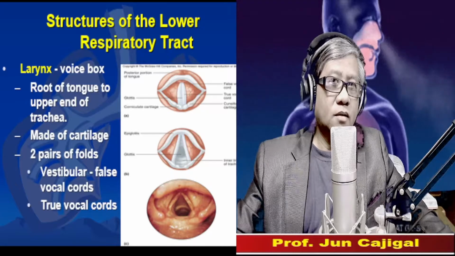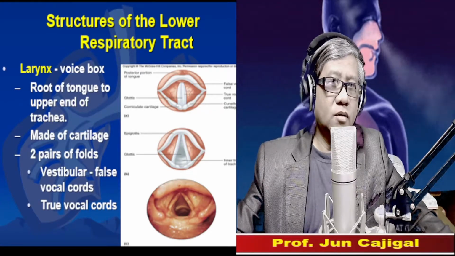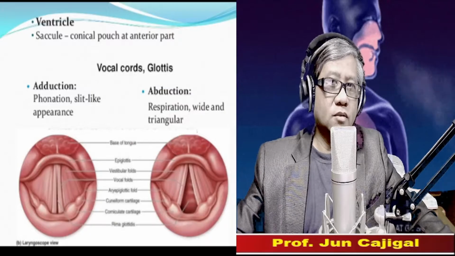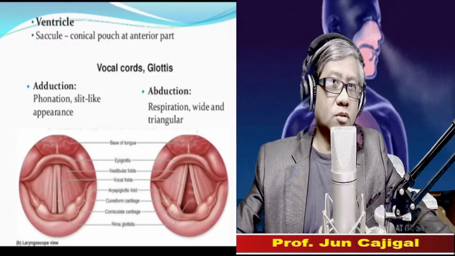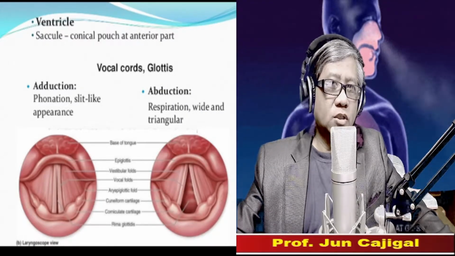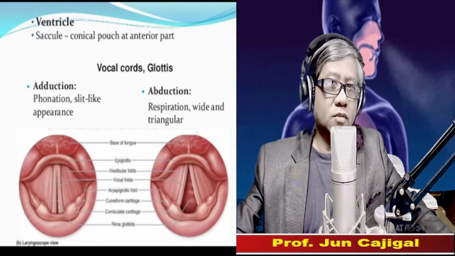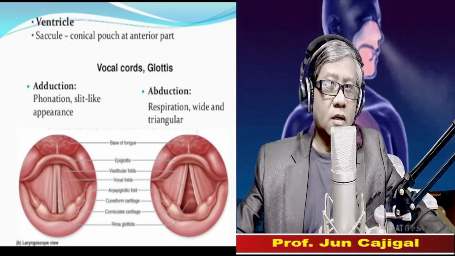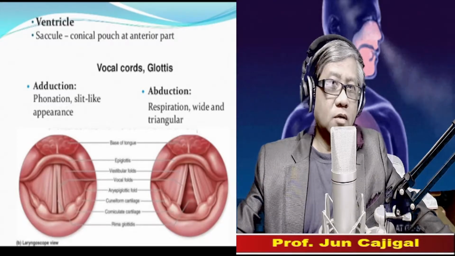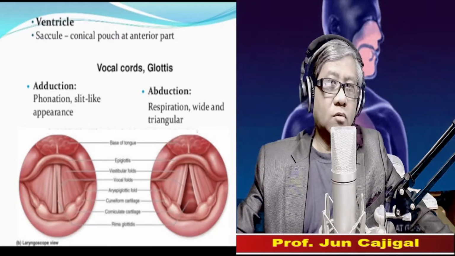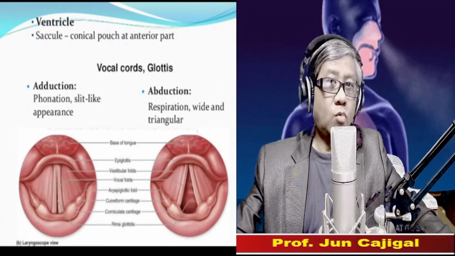So at this point, let us now zoom in on the structure of the vocal cords, also known as the glottis. The vocal cords play an important role in the production of sound and speech. So every time we engage in phonation or we converse, the vocal cords appear slit-like. While as we undergo respiration, we take in air and exhale carbon dioxide, the vocal cords or glottis appear wide and triangular.